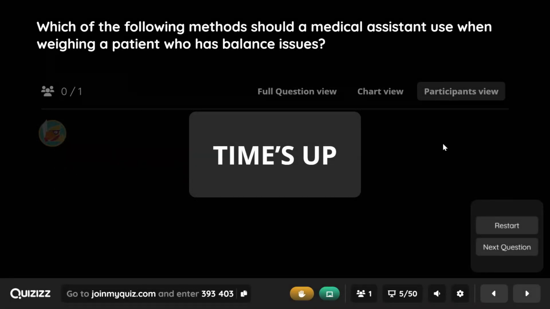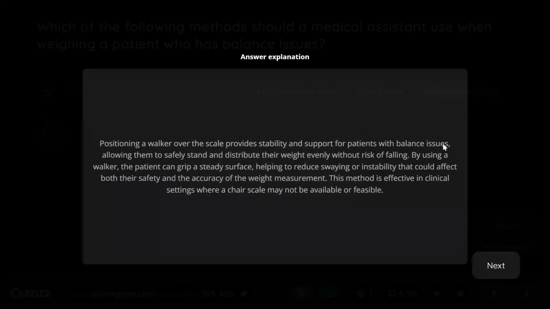This is going to be to position a walker over the scale. Now, this provides stability and support for patients that do have balance issues. It allows them to safely stand and distribute their weight evenly without the risk of falling. By using a walker, the patient can actually grip a steady surface, helping to reduce swaying or instability that could affect both their safety and the accuracy of the weight measurement. This method is effective in clinical settings where a chair scale may not always be available for our patients.